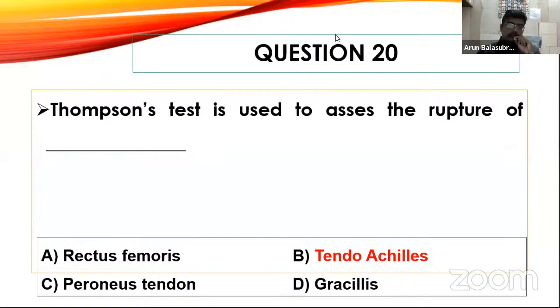Right. So please be confirmed that it is not Thomas test, it is Thomson test. When you read through your question papers, your competitive exams, please read the questions thoroughly. Don't get carried away with the first word, thinking okay, this is Thomas test, I know, and then put the wrong answer.